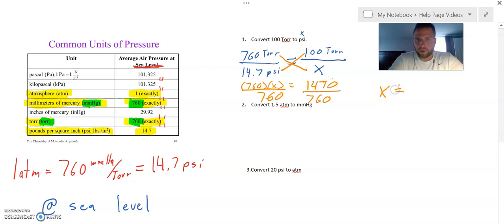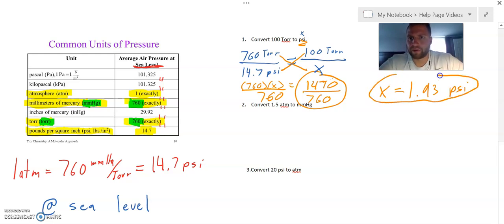Now we need our calculator one more time to solve the right side here. So I'm going to divide 1,470 by 760. And what I do get is 1.93 psi. And this would be my final answer. Remember, psi is what we were looking for, and psi is what we get as our final answer.